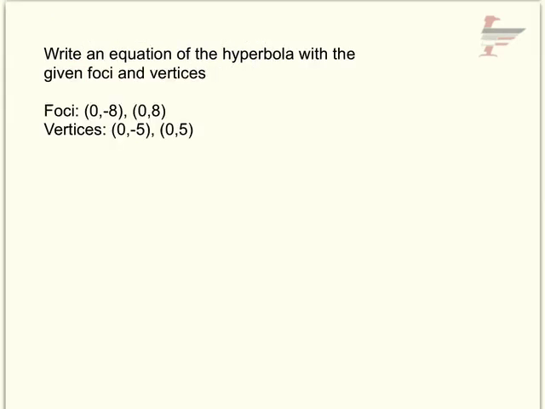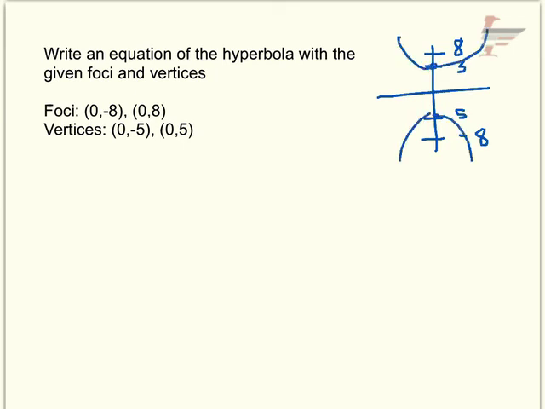All right, last one, I'll go through this quickly because it's like the last one. Foci are at (0, -8) and (0, 8). Vertices are at (0, plus or minus 5). So again, my vertices and my foci are in the y direction. If you wanted to sketch a picture, you could, but you don't have to. At 8 and -8, I'm going to have my foci, and at -5 and +5, I'm going to have my vertices. So it's obviously going to be a vertical hyperbola.